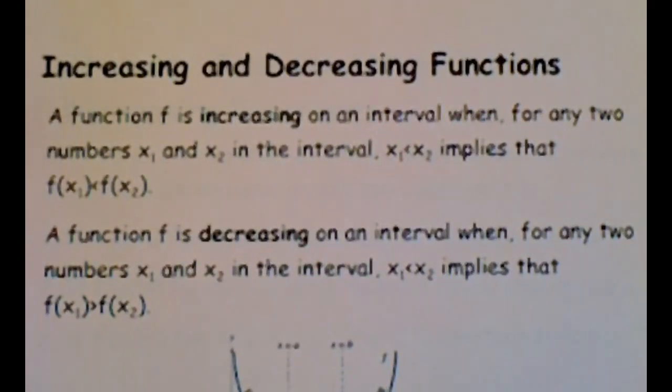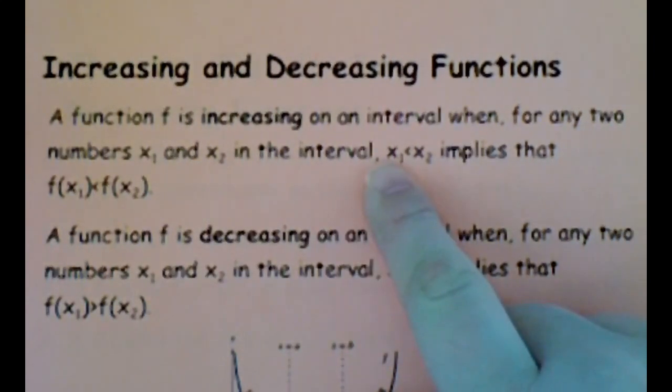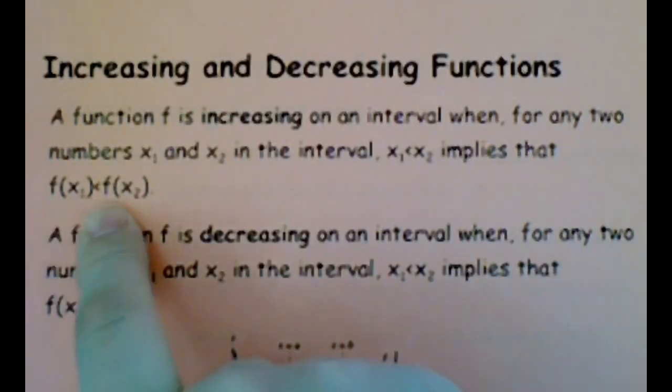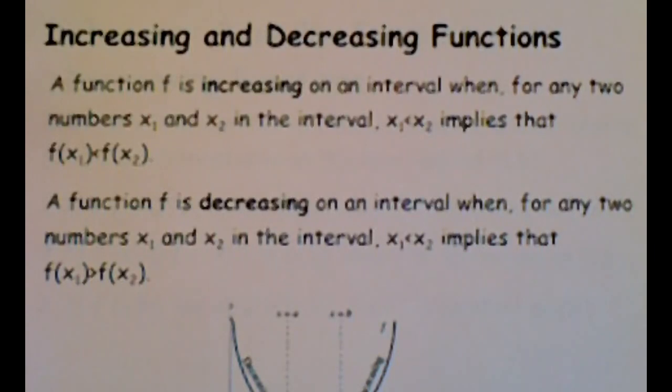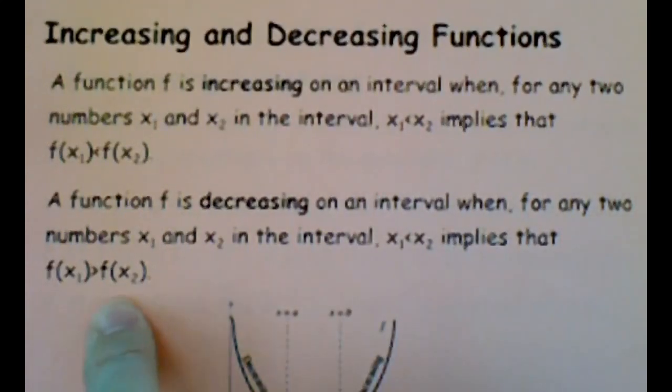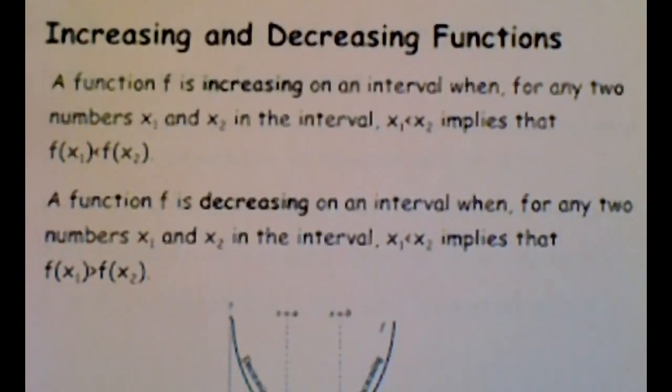A function is increasing on an interval when, for any two numbers x1 and x2 in the interval, x1 less than x2 implies that f of x1 is less than f of x2. It just means if your x values get bigger, your y values get bigger. A function is decreasing on an interval when, for any two numbers x1 and x2 in the interval, x1 less than x2 implies that f of x1 is greater than f of x2. So as you move left to right, your x values get bigger, your y values get smaller. That's what increasing and decreasing means.